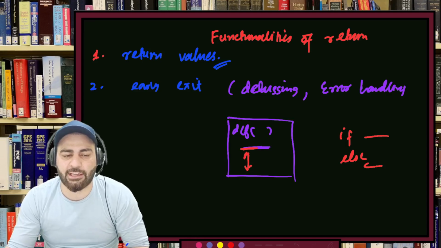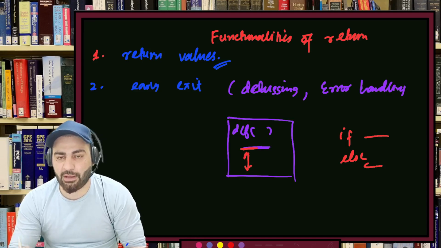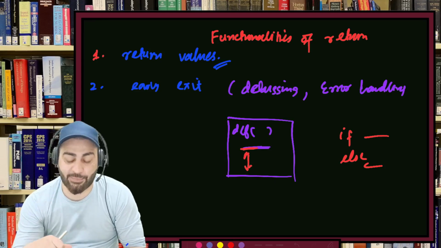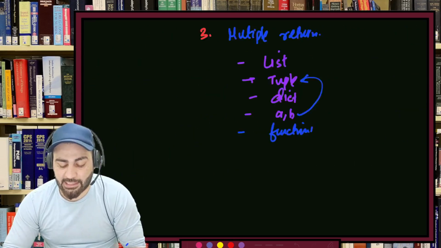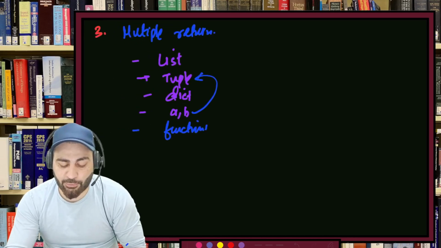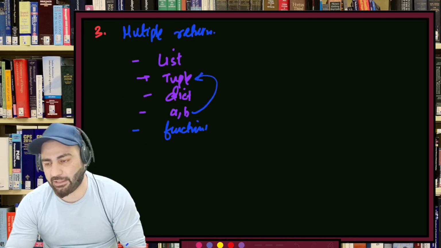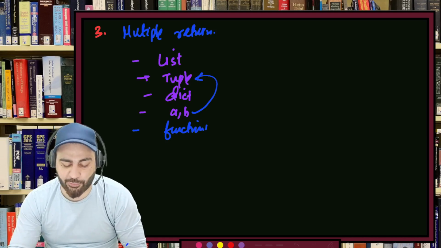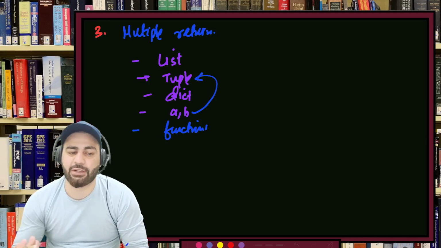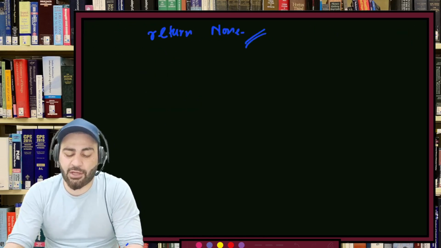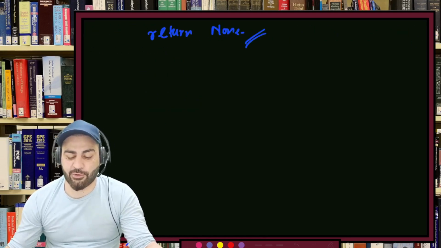Okay, if that condition is met and we want to exit early based on that, we also saw that. And then I said you can also use return for multiple returns. You can return multiple things: a list, tuple, dictionary, multiple values. You can even return functions. And lastly, we said that you can also return None values. Okay, you can do a lot of things.